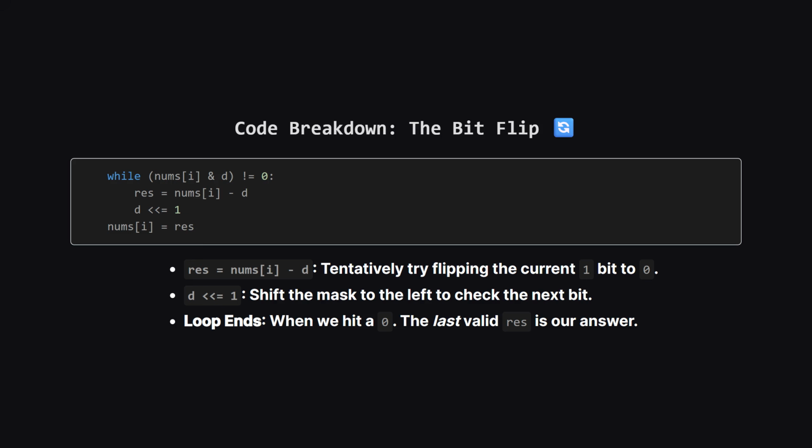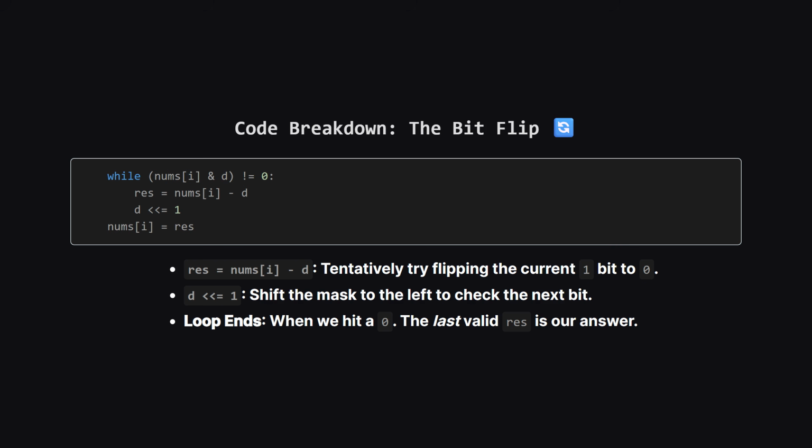Inside the loop, we do something clever. We update res to be our current number minus d. Since d represents the current bit which we know is a 1, subtracting d flips that specific bit to a 0. Then, we shift d to the left to check the next bit. We keep doing this. The loop stops when we hit a 0 bit.